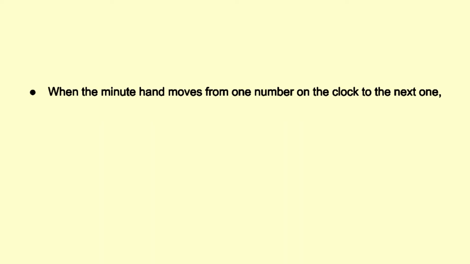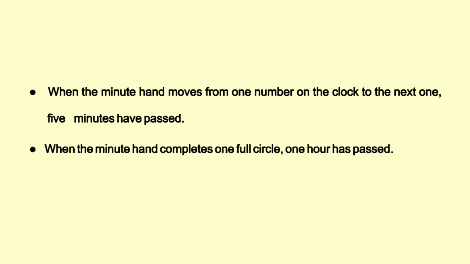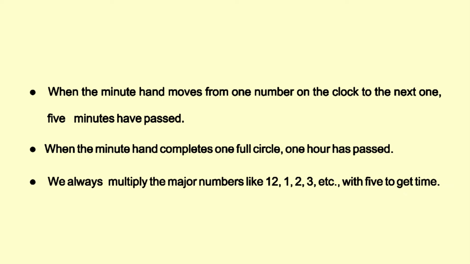When the minute hand moves from one number on the clock to the next one, 5 minutes have passed. When the minute hand completes one full circle, 1 hour has passed. We always multiply the major numbers like 12, 1, 2, 3, etc. with 5 to get time.